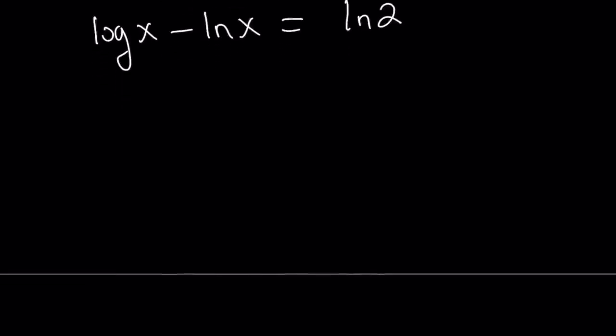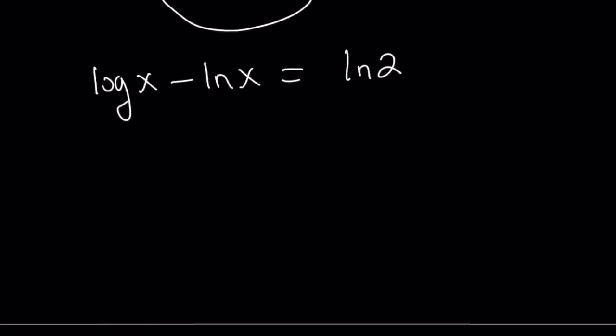Let's go ahead and do that to our equation. So one more time, our equation is log x minus ln x equals ln 2. By the way, ln 2 is a constant. It's a number. We don't care what it is exactly, because we're not looking for a numerical solution. We're not doing numerical analysis. We're looking at it from an algebraic standpoint.